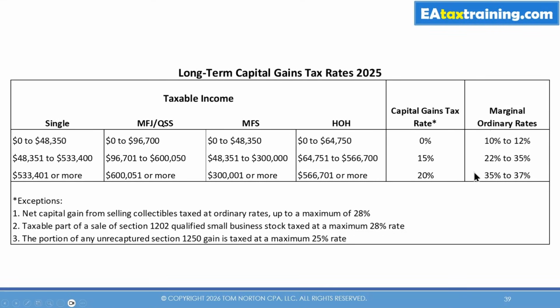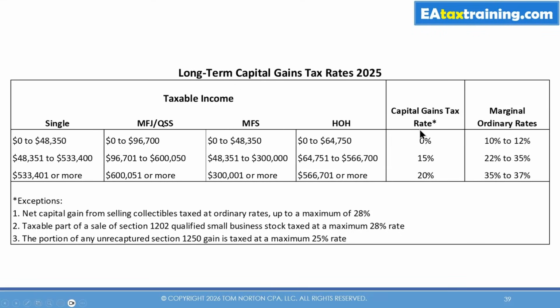These ordinary rates here, we will go into detail in video 5. You'll want to know those as well. But for this video, the big thing is to understand the 0, 15, and 20% and to remember those numbers. You do not have to remember the exact cutoffs for each of these. Just be generally familiar with this chart and know the capital gains rates.